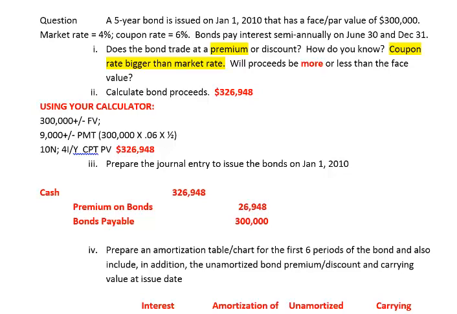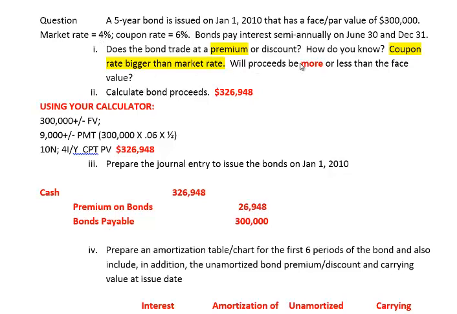This first video on bonds is related to a premium bond. How do we know? Well, we can see here that the bond, apart from being a 5-year bond with a face value of $300,000, the market rate, or the rate of similar investments at the time, was yielding 4%, but our bond is paying more at 6%. So because the coupon exceeds the market rate, we know that our bond trades at a premium.